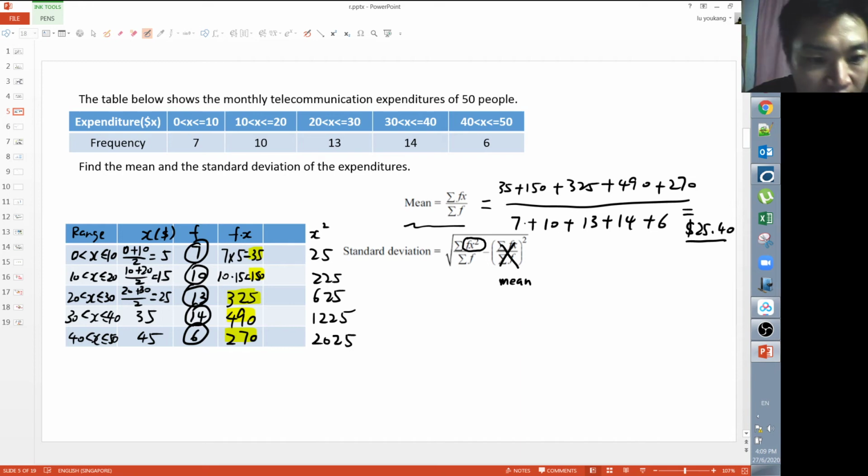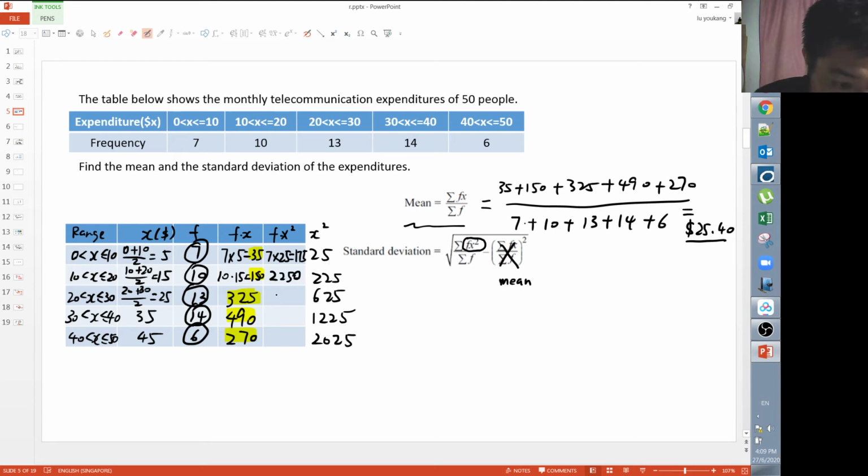So with this, you can actually find out what is your fx squared. So fx squared is f times x squared. So what you do, you just pick 7 times 25. Okay, will give you 175. So similarly, you do 10 times 225. So that is 2250, right? I'm going to just take 10 times 225 and 13 times 625, right? That will give your fx squared. I'm going to just write down the value.